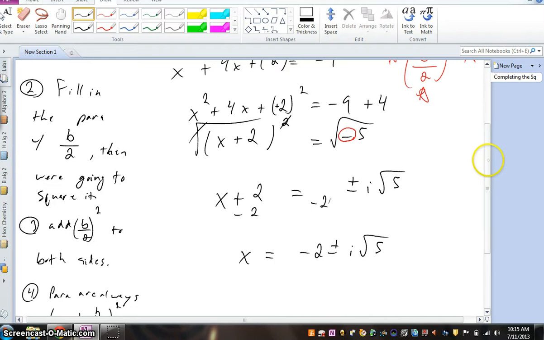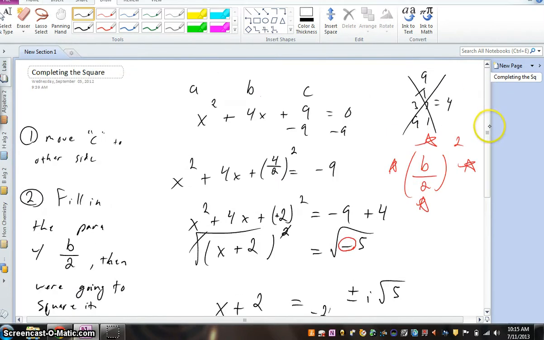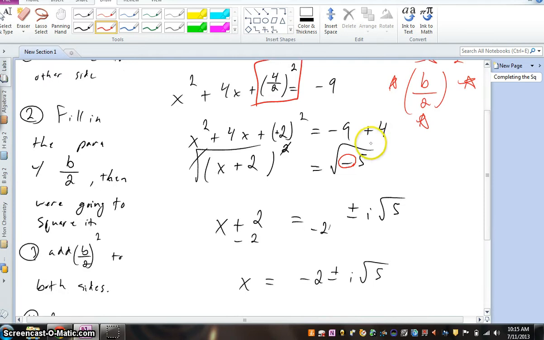There's completing the square, all right? We simply went through, we got the c on the other side. We did the most important step here, right here, boxed in red, right? b over 2 squared, all right? And again, we added it to both sides here. Please don't forget that step, all right? And then from there, we just solved it like we've been doing all year.